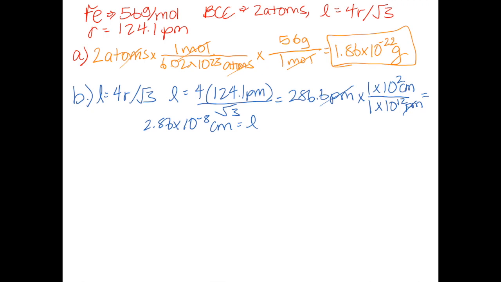So remember we said, all right, well, I got to cube my length to find volume. So if I take 2.86 times 10 to the minus 8 cubed, I get 2.35 times 10 to the minus 23 cubic centimeters. Awesome. So here's my volume.